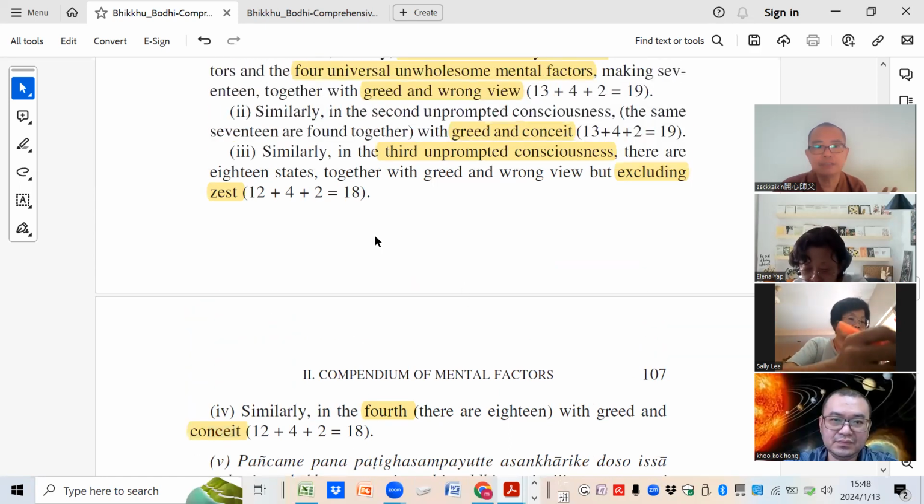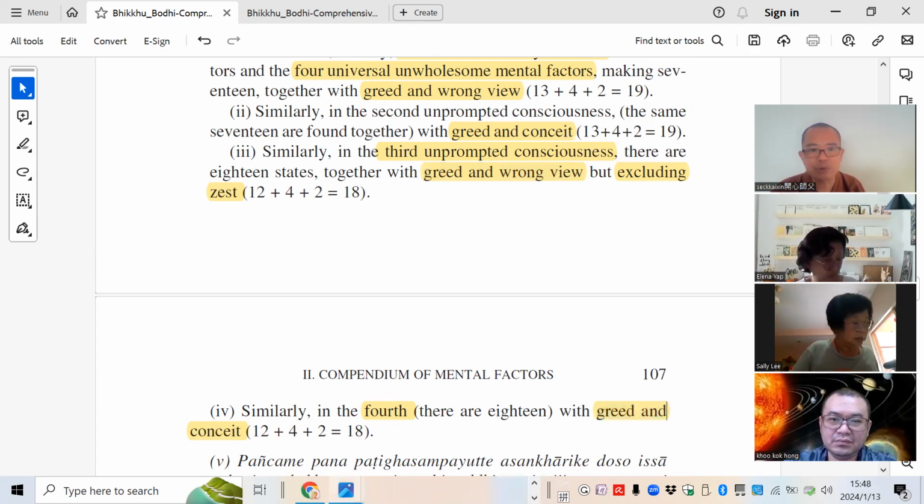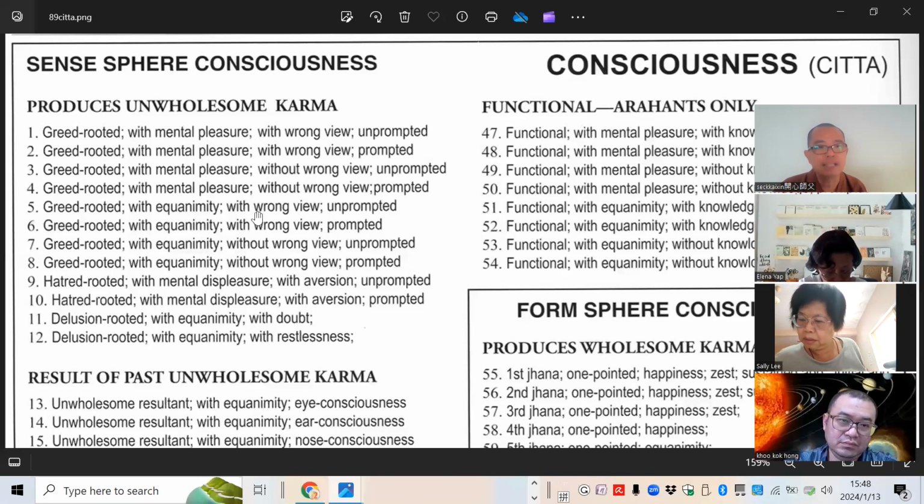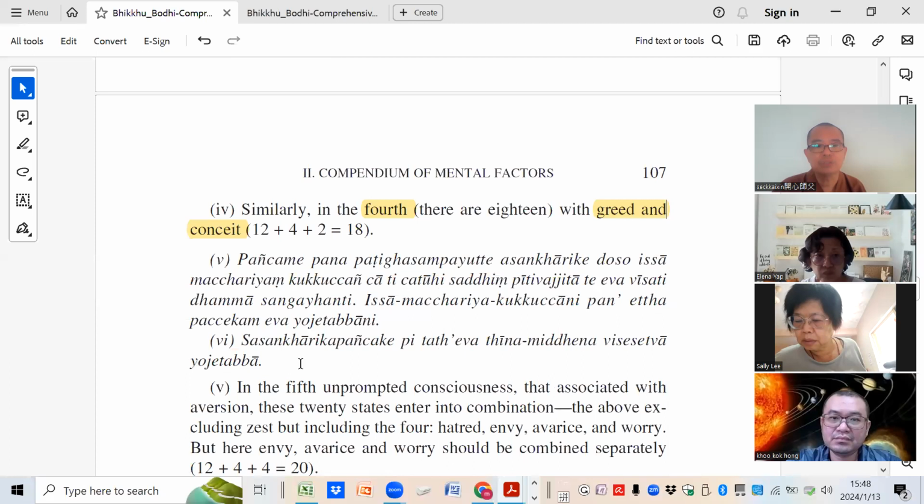Class, can you tell me the difference? Why the calculation for the third and the fourth is the same? The reason is just the quality is different. The third unprompted is greed with wrong view, and the fourth one is greed with conceit. How does it come this way? Let's take a look. You see or not, class? This is the third unprompted, with wrong view, and the fourth unprompted is without wrong view. That's why if without wrong view, they have conceit. If with wrong view, we don't have conceit. So that's why the calculation for both is the same. Okay, so we get it ready. Then we continue to the next one.